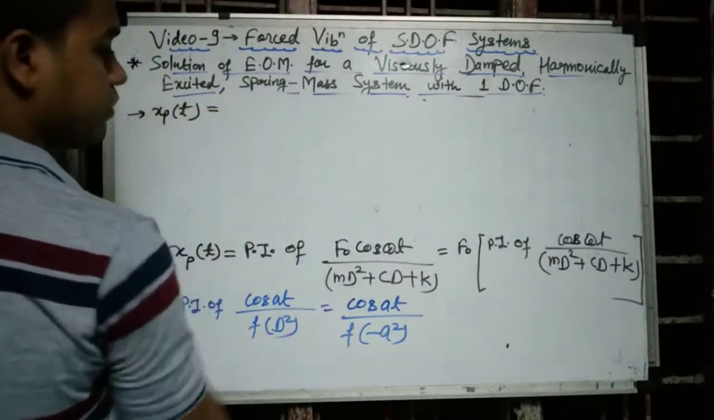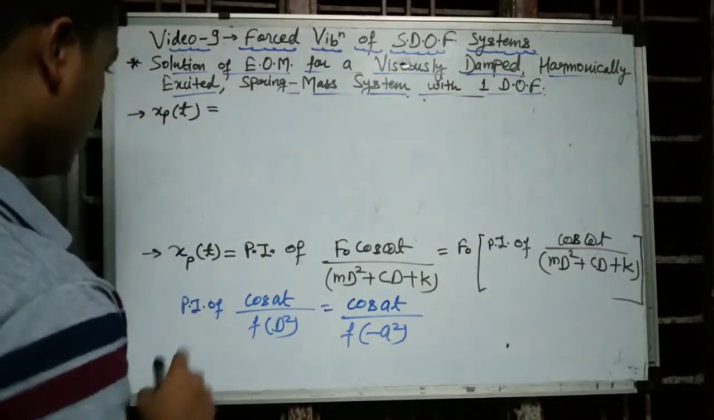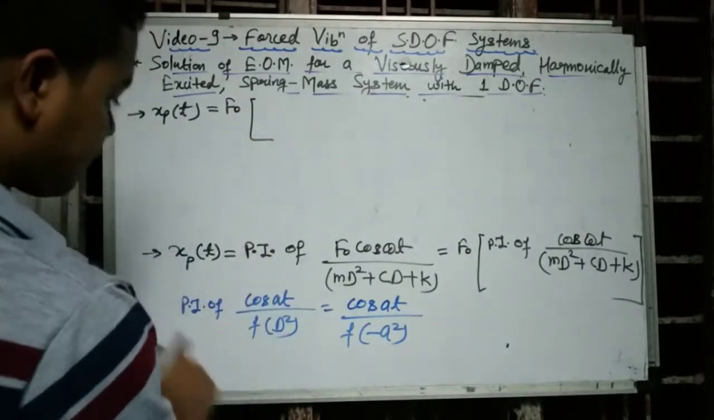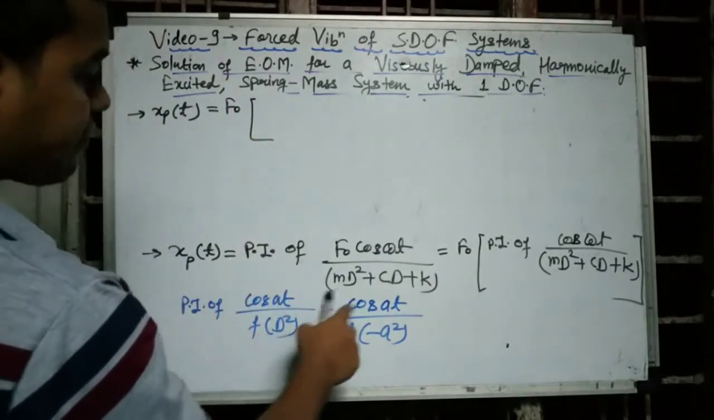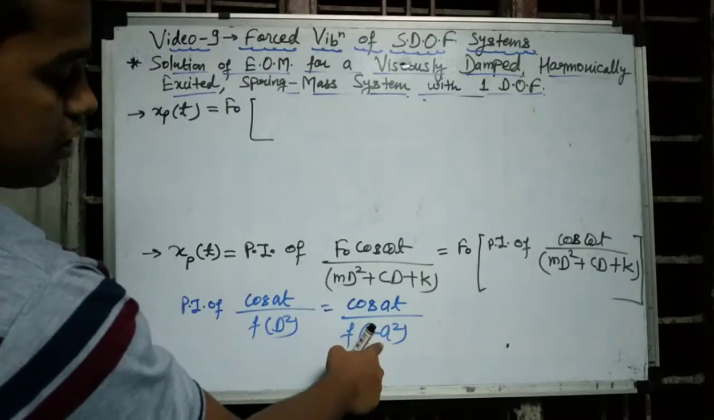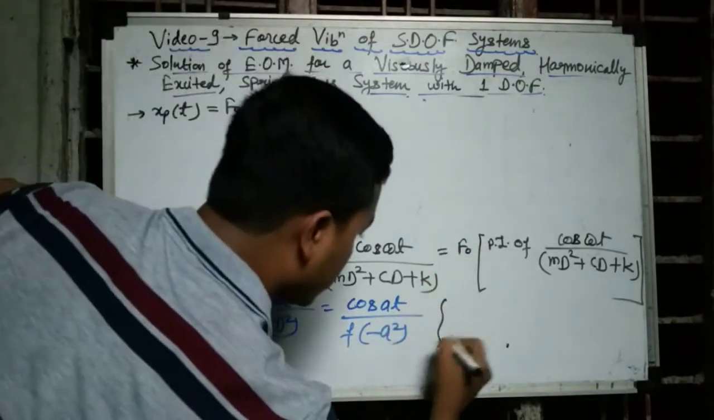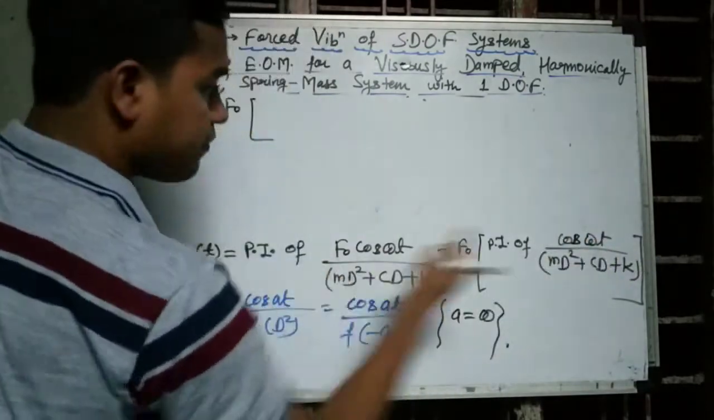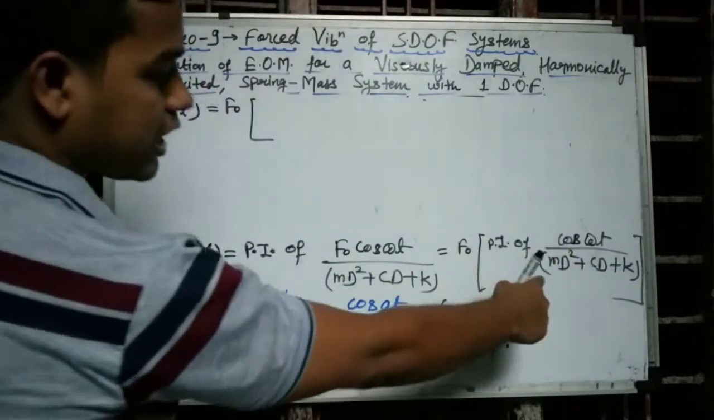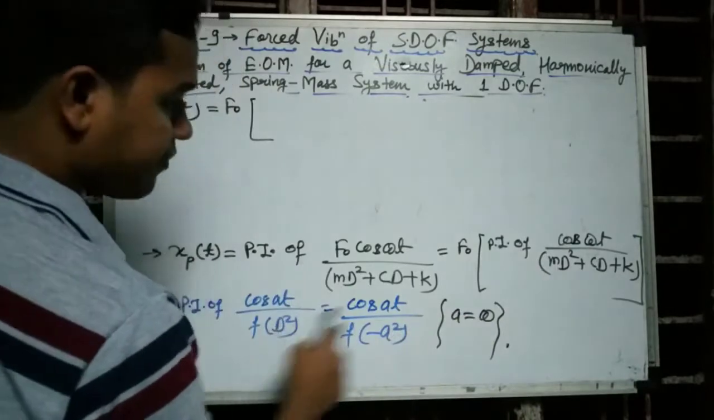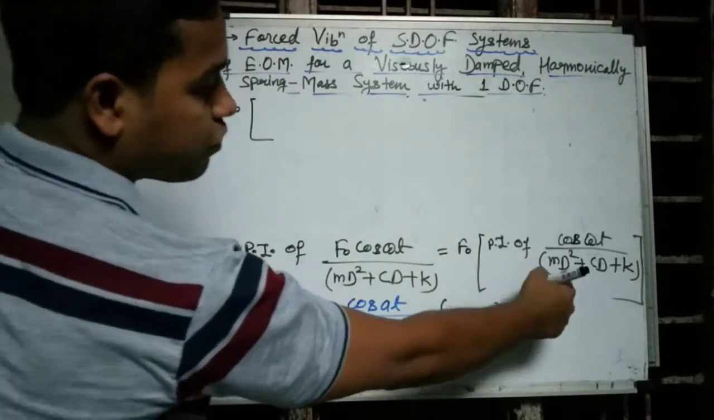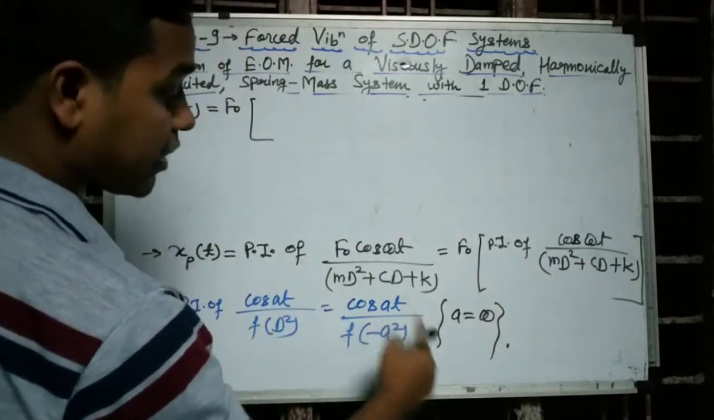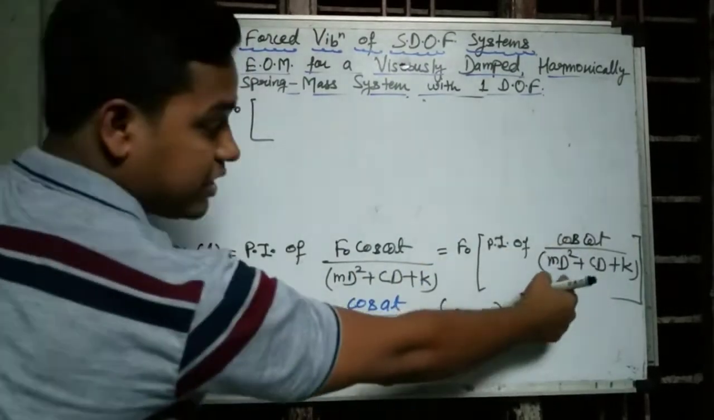x_p(t) is equal to, we got till here, this will be f naught, and from this formula, pi of cos at by f of d square, we have cos at by f of minus a square. So what is a here? A is omega. We have cos omega t, that means instead of a we have omega. So in division, if we have a function f of d square in the denominator, instead of d square we should write minus a square, that means minus omega square instead of d square.